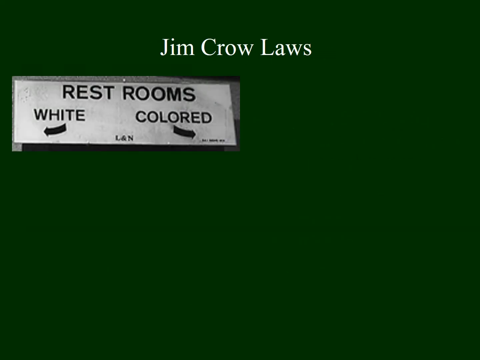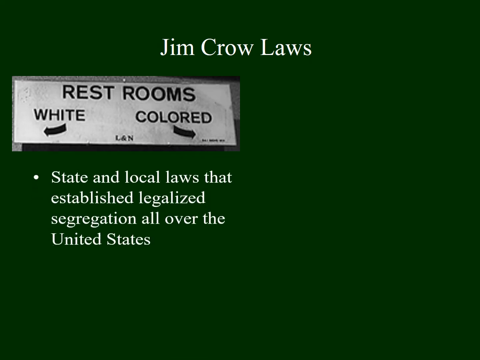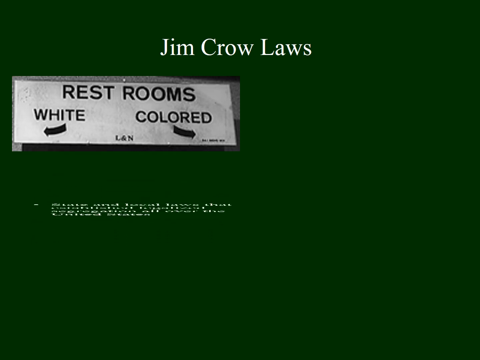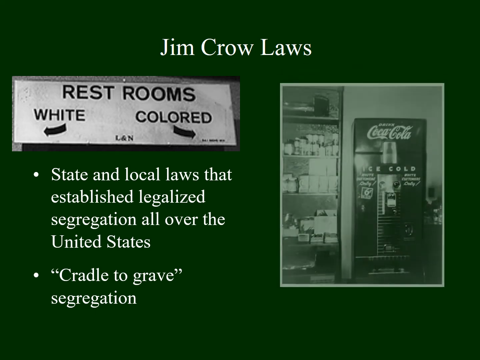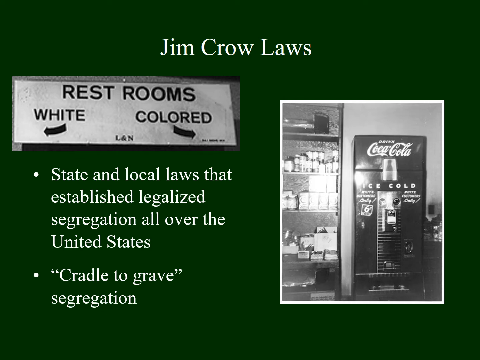Once the Supreme Court declared that it was legal to segregate based on race, state and local communities passed their own laws. These were often referred to as Jim Crow laws. These were state and local laws that established segregation all over the country. Restrooms, drinking fountains, schools, movie theaters, sports stadiums, courtrooms were all segregated. People called this cradle-to-grave segregation because it began at birth, like with hospitals, and it didn't end with death because even funeral parlors and cemeteries were segregated. On the right, we see a pop machine. Even pop machines were segregated.